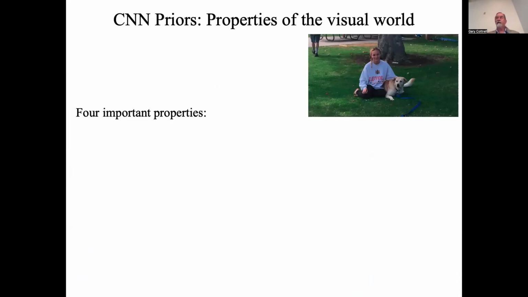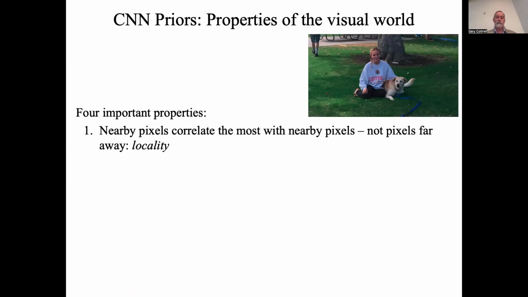So we all know about CNNs, and they're based on some priors about the visual world. So nearby pixels correlate with nearby pixels. So there's this locality principle.